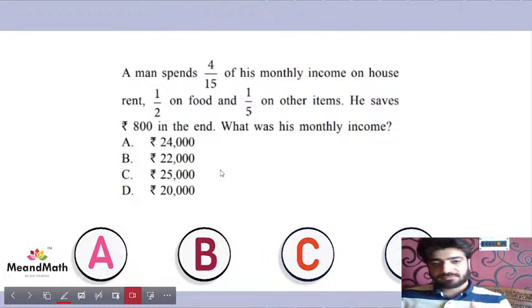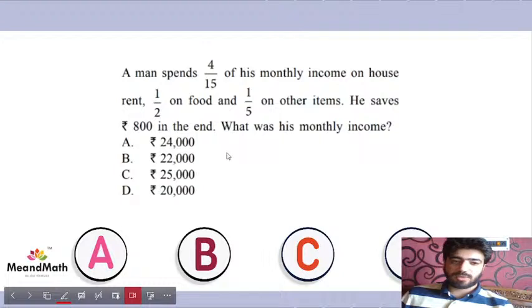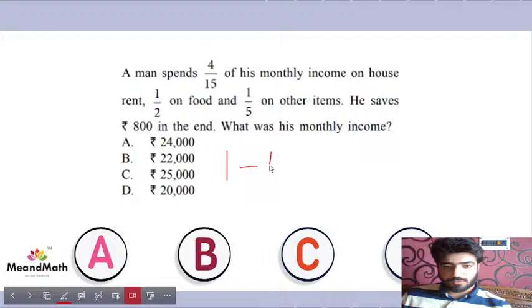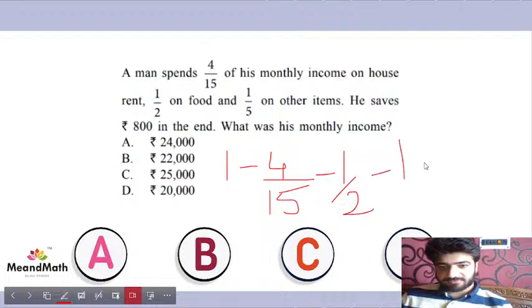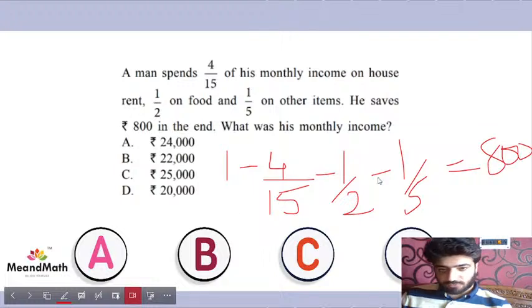So let the income of this man be 1, since it is written in fraction. A man spends 4 by 15 of his monthly income on house rent, so we'll see how much will be left: 1 minus 4 by 15 minus 1 by 2 minus 1 by 5. If this is equal to 800, find the fraction. So this fraction, what you will find, will be equal to 800.